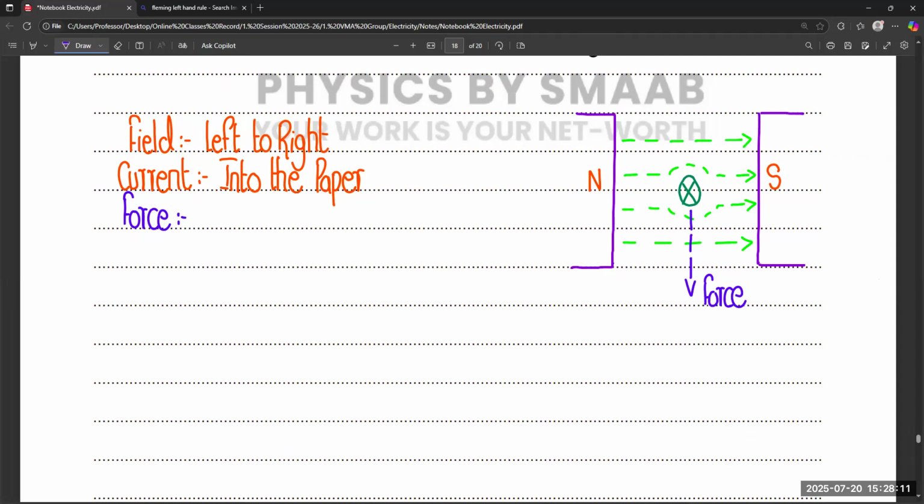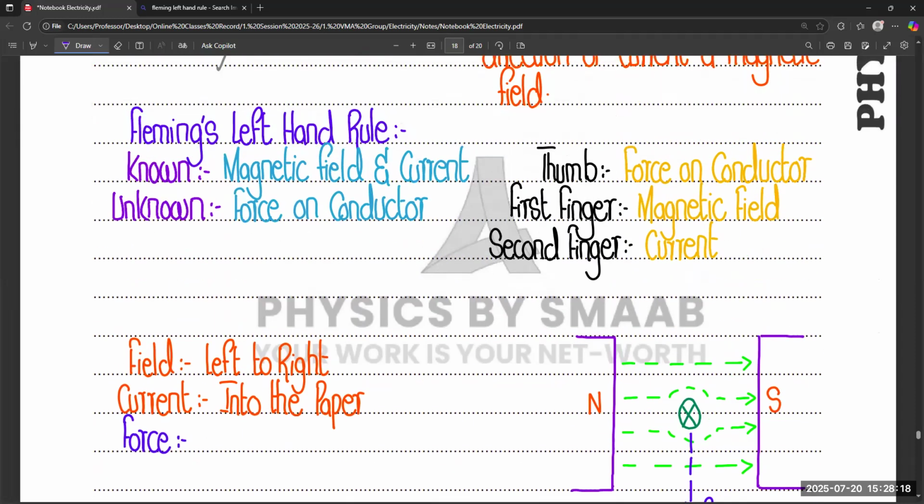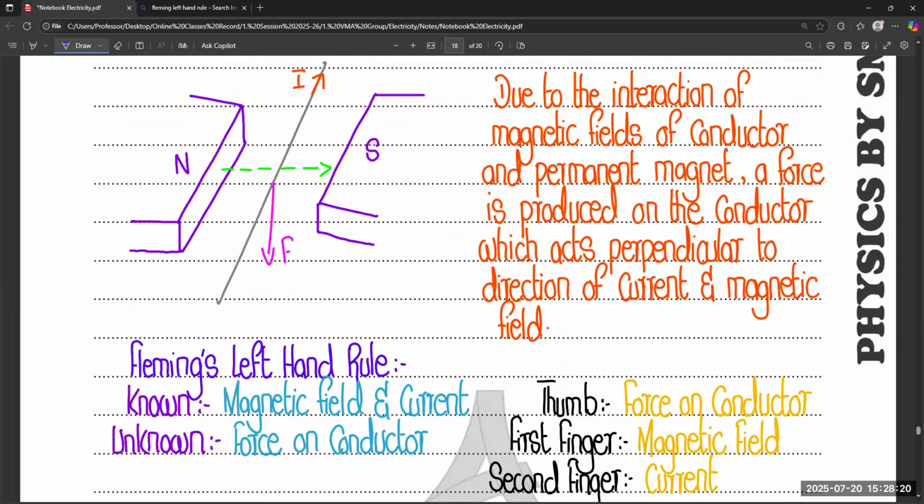Right? So it depends upon the diagram, like in which form the diagram is given. So you have to use the left hand rule in the same pattern all the time, whatever the orientation of the diagram is given. Okay.